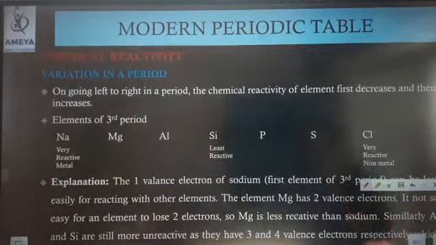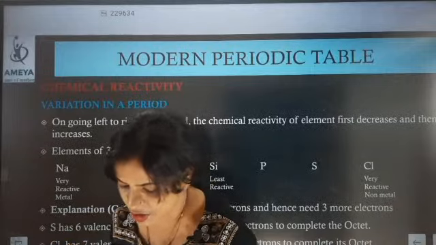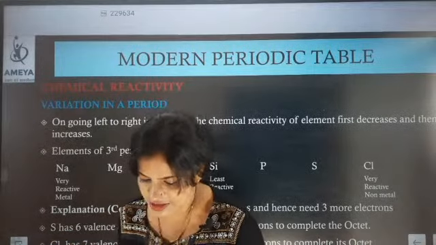Now we are going to talk about the next point. Till here, effective nuclear charge increases across a period because the force of protons is greater than electrons. So metallic character decreases across a period.